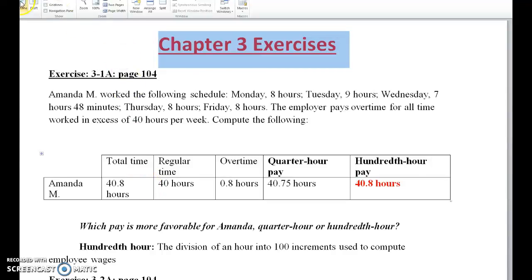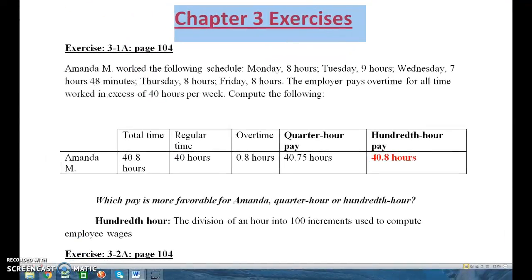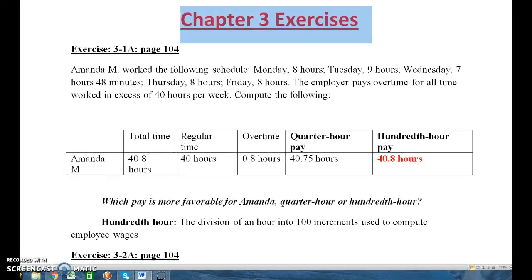Hello everyone, and in this video we are going to cover the Chapter 3 exercises, the A exercises, which are located on page 104. We are going to go through exercises 3.1 through 3.6 in this video to walk through the concepts that you have learned in Chapter 3. The first exercise is on page 104, 3.1.